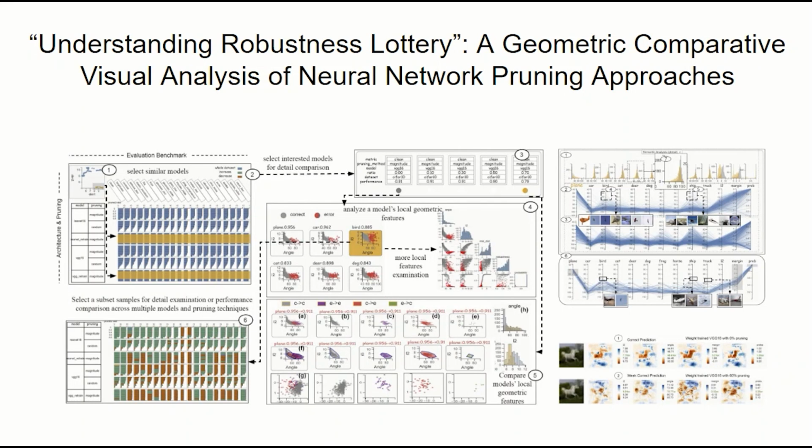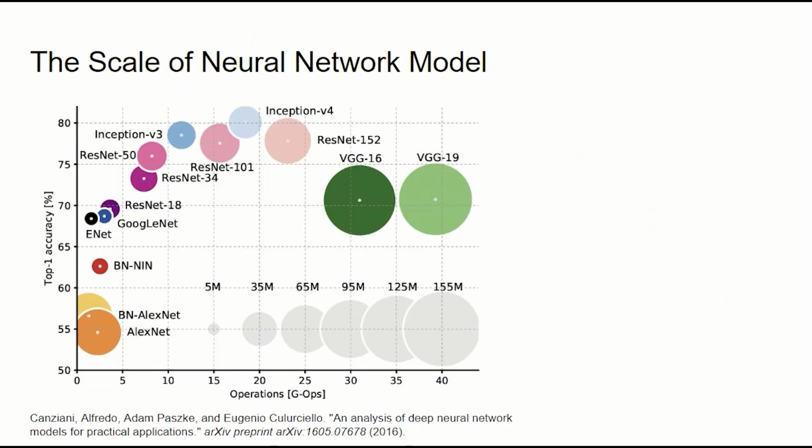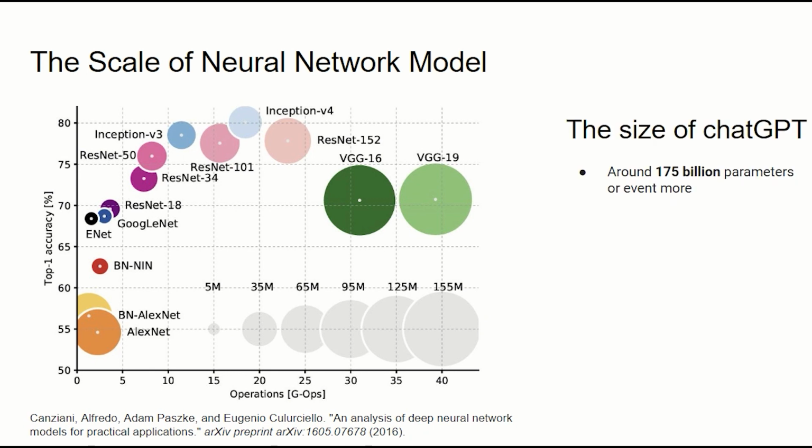In this work, we present Understanding Robustness Lottery, a geometric comparative visual analysis of neural network pruning approach. The success of machine learning benefits a lot from large and deep neural network models. However, the size of the model and the computation cost became an important concern. For example, the size of GPT-3 requires 175 billion parameters and a total of 800 GB to store the model.